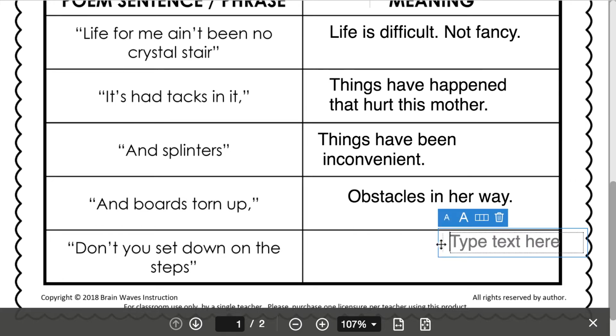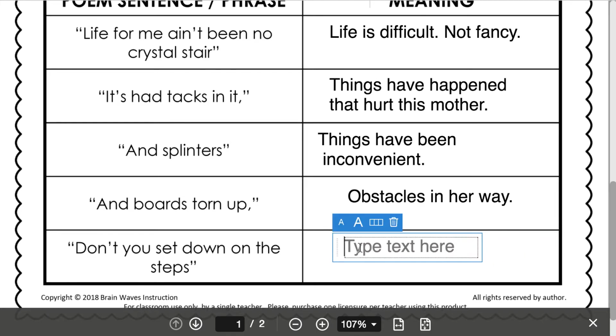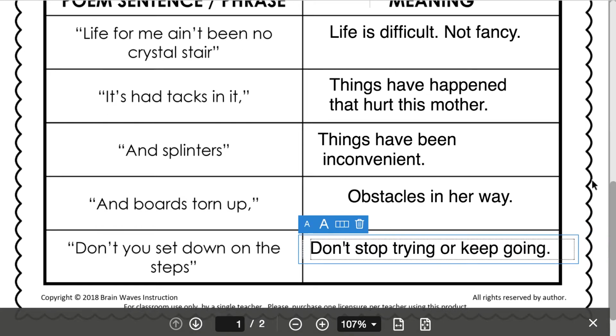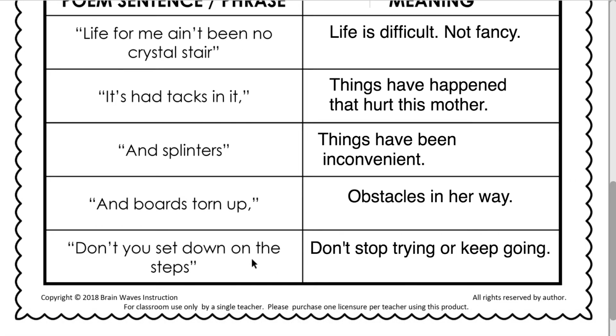Don't you set down on the steps. I think this one's a really important one. I think if you set down on the step, that means that you are stopping. You're not continuing to move forward in your life. So I think the mother here is saying, don't stop trying, or keep going. Don't stop trying and keep going. Don't set down on those steps. You keep on working up that flight of stairs. You keep going towards what it is that you want from life. Now, again, you may have thought of something different for don't set down on the steps. That's fine too. There are really no wrong answers here.